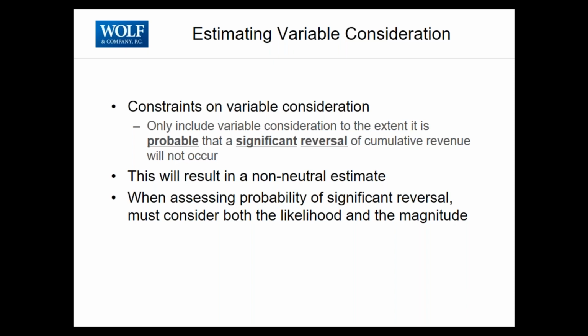And also, when you're assessing the probability of a significant reversal, you have to consider both the likelihood and the magnitude. So, for example, there may be a situation where it's very likely that there would be a change in the consideration, but that change is going to be very small. So a high likelihood, but a low magnitude. And similarly, there may be a very remote chance that there could be a change in the consideration, but the magnitude of that change could be material. So you need to consider both sides of that.